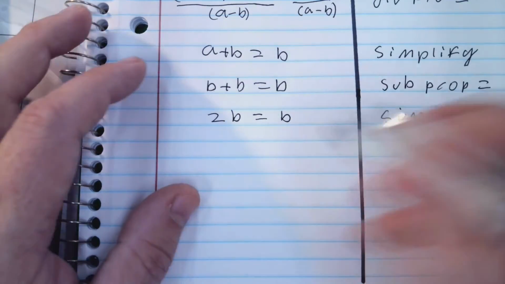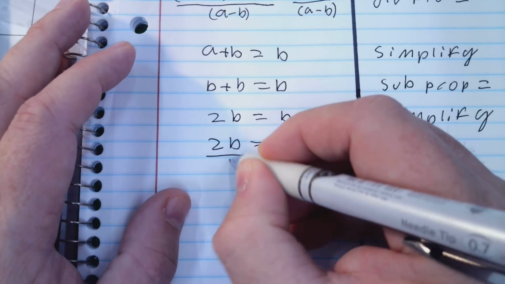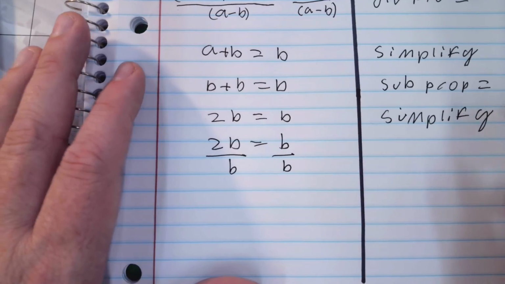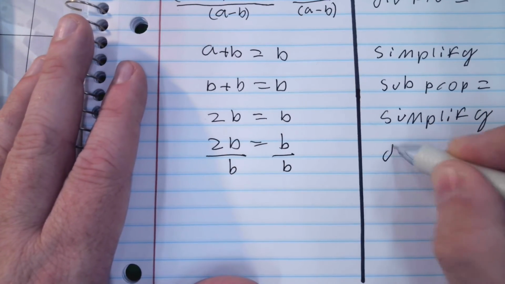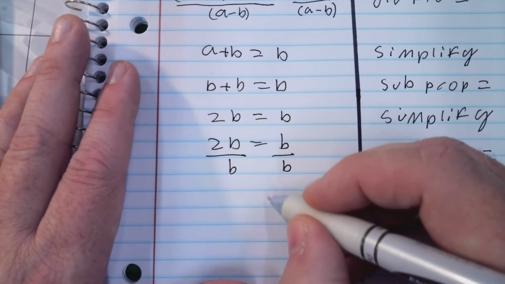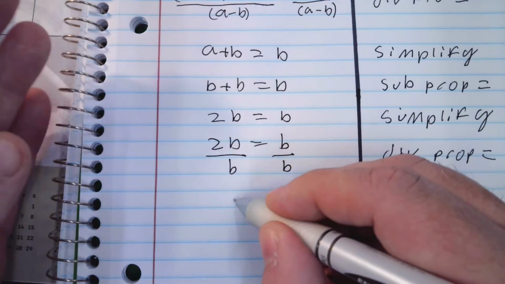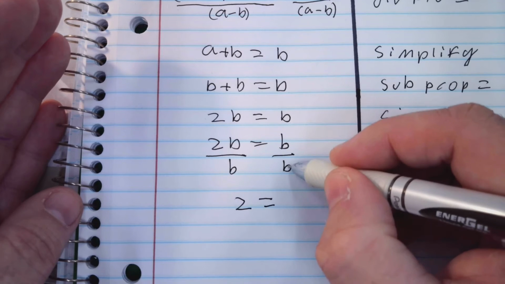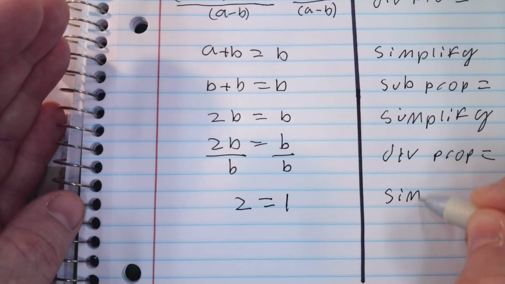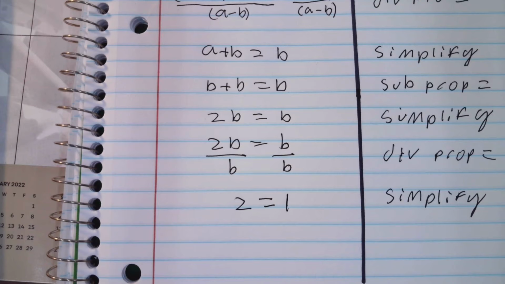And here's my last step. And I'm writing this excessively long. I can do it shorter. I could leave out the simplify steps, but I didn't want to confuse you. So I'm going to do the division property here. And then I'm going to simplify. B divided by B, that cancels, so that leaves me with 2. B divided by B, that's going to cancel, and that's going to be 1. And that's simplification. And I have just proven that 2 equals 1. Okay?